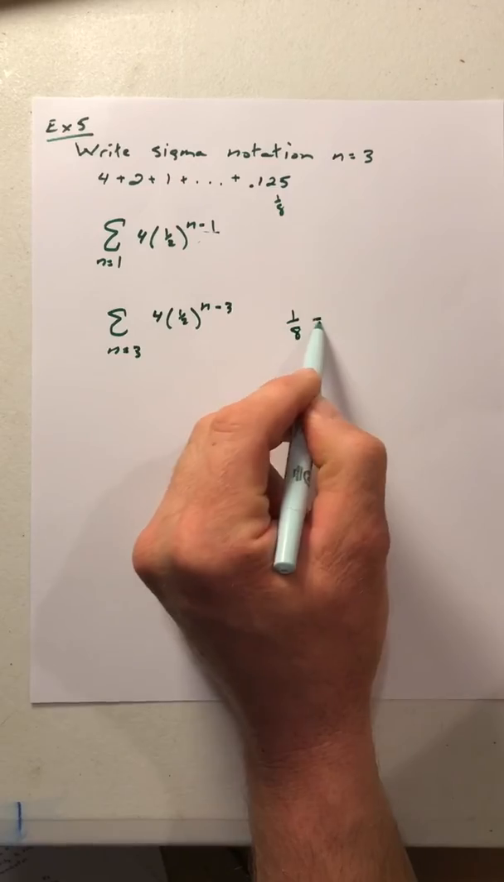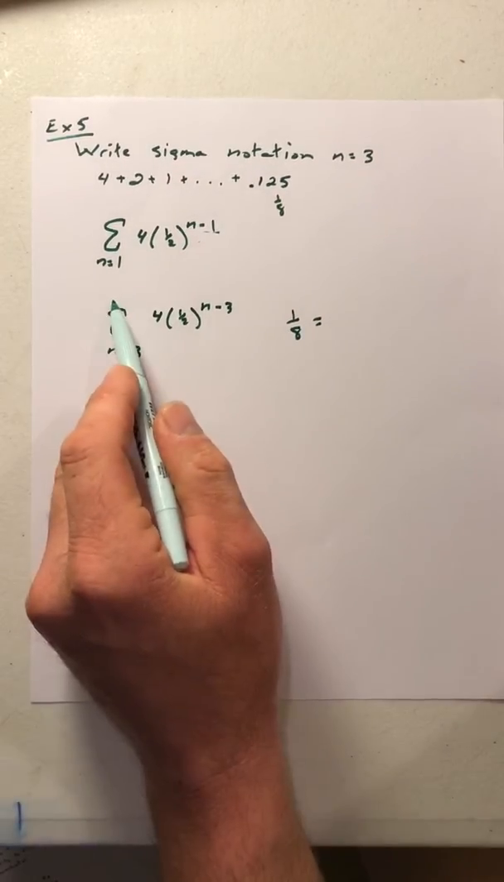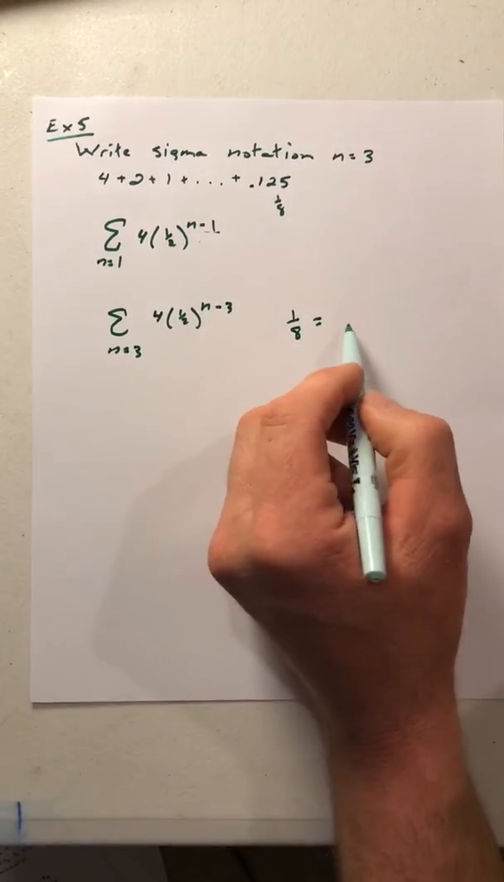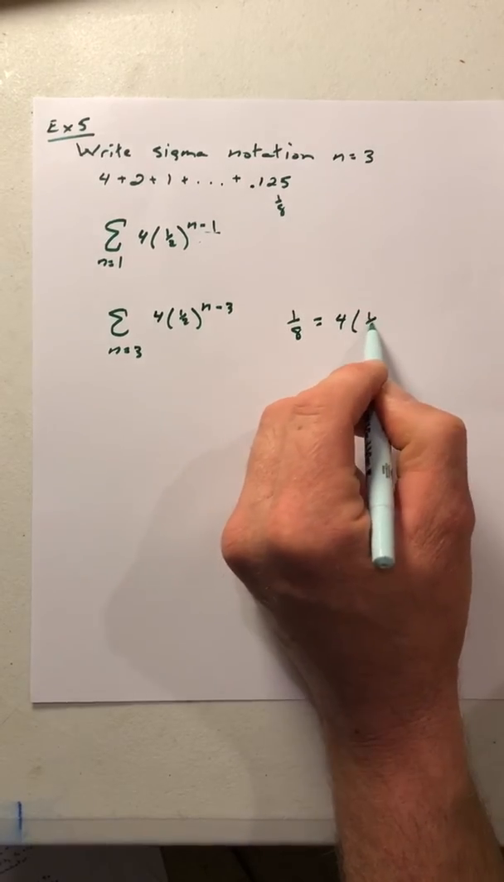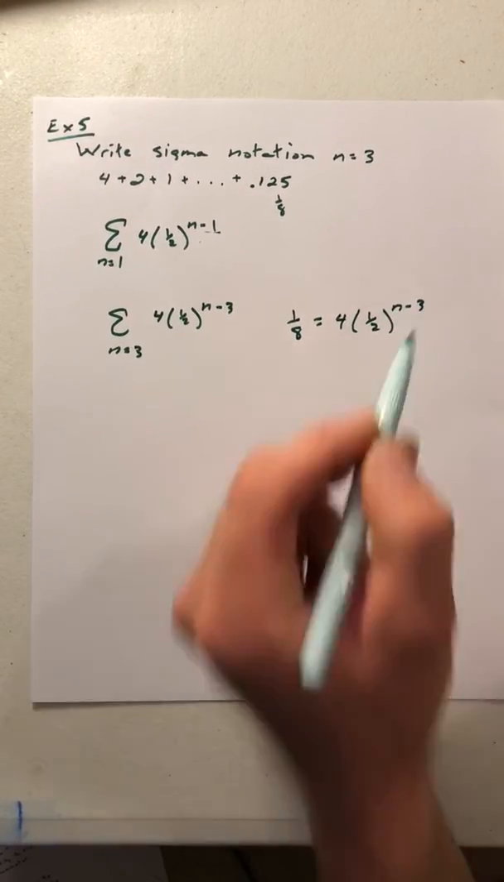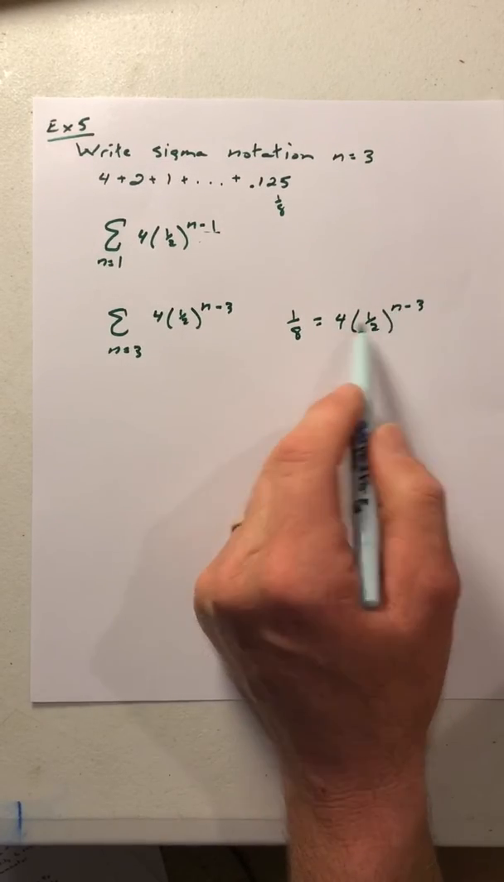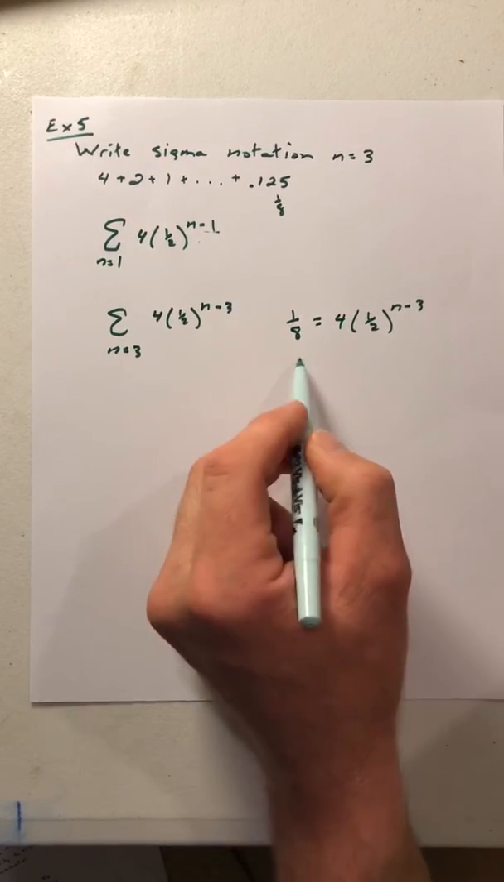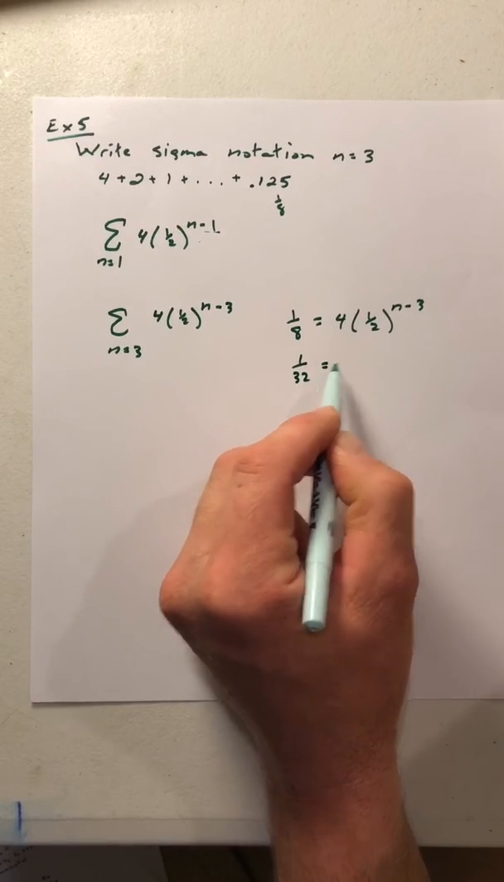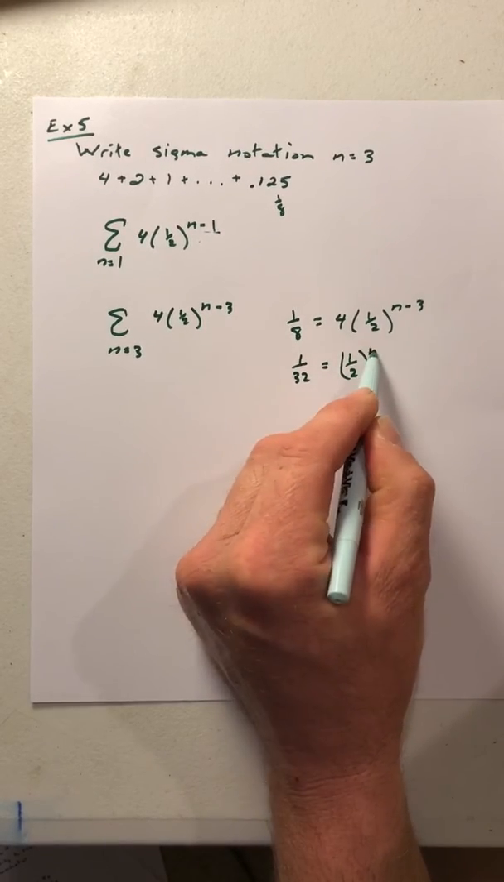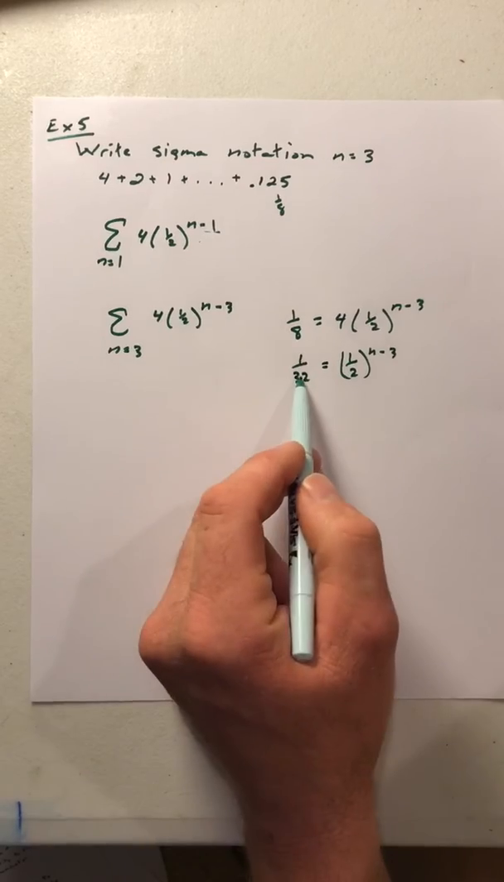We have 1/8 for our last term to get our upper boundary here. So 1/8 is going to equal 4 times 1/2 to the n minus 3. We can go ahead and solve for n. Solving for n, we can divide that 4 over. So we get 1/32 equals 1/2 to the n minus 3.